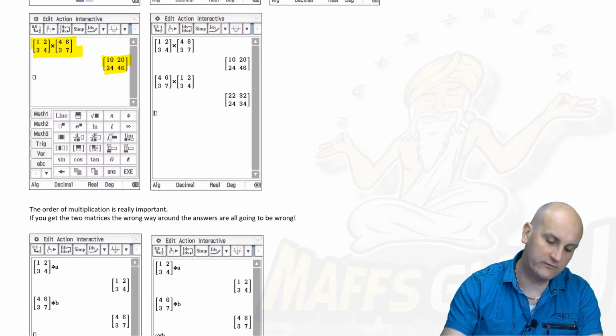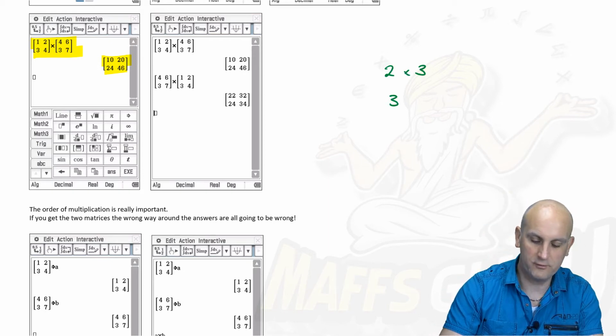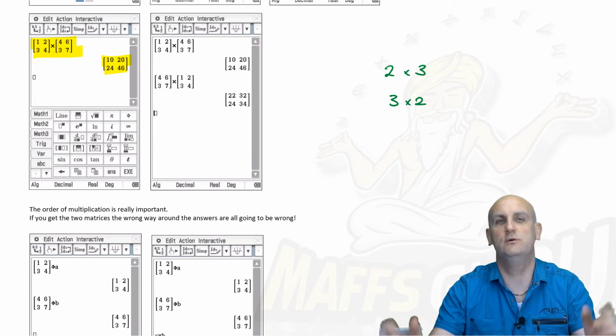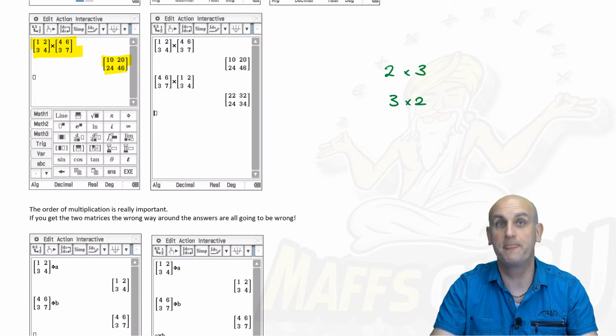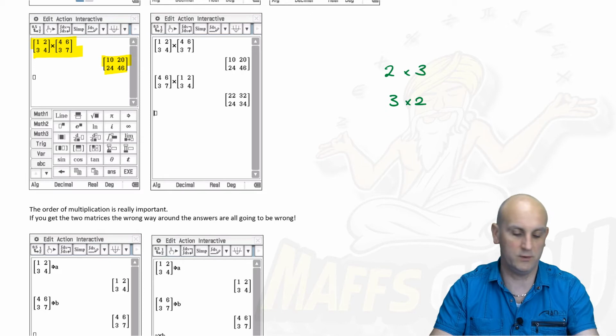What I need you to realize is the multiplication order is very, very important, okay? I know that in maths, 2 times 3 and 3 times 2 are the same. We've been teaching you all the time, oh, you can swap the order of multiplication. Not with matrices, you can't. And what I want to do is show you.